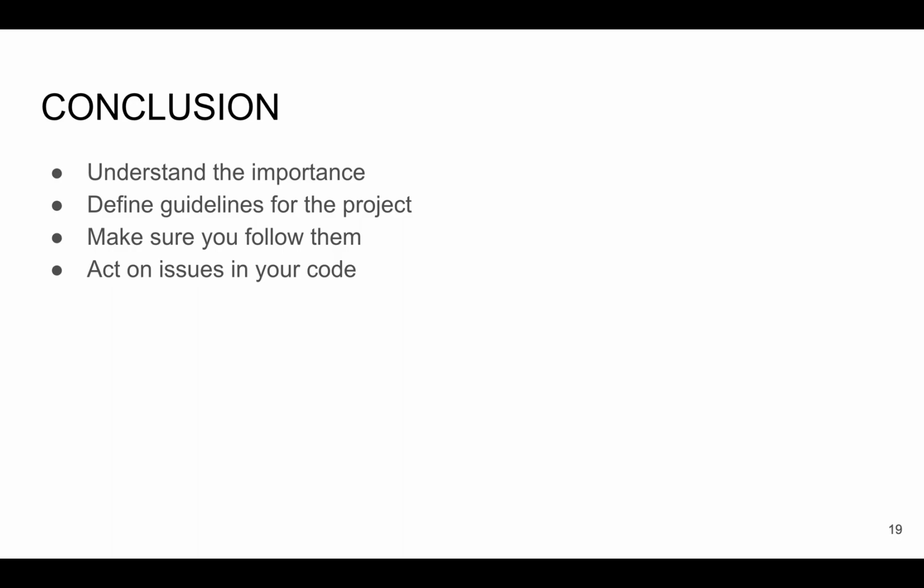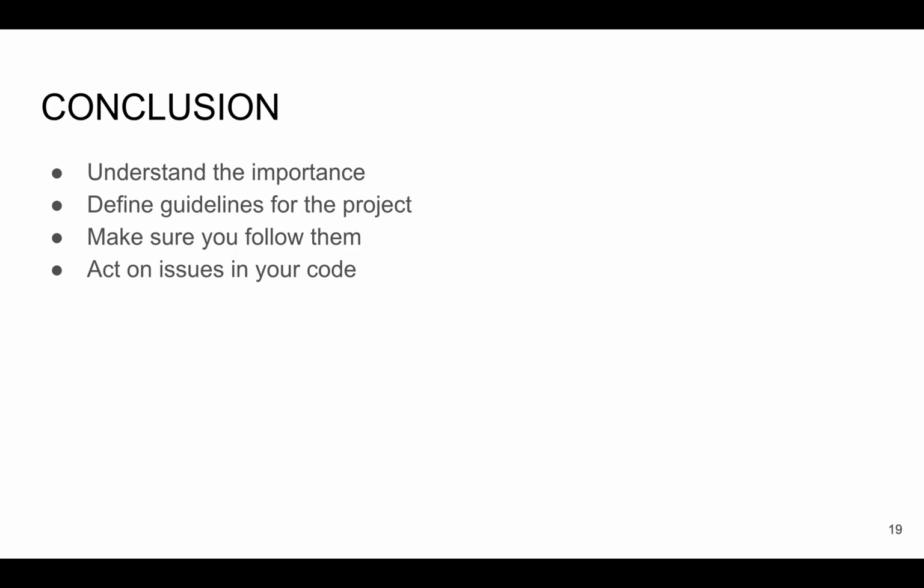And the conclusion: what is important? It's important for each developer to understand the importance of code quality. Why do we need to follow code conventions and try to write code as good as possible? We need to define guidelines for the project, how we are going to create our code, and make sure you follow them. So each developer has to follow these guidelines and try to write code according to this code style.